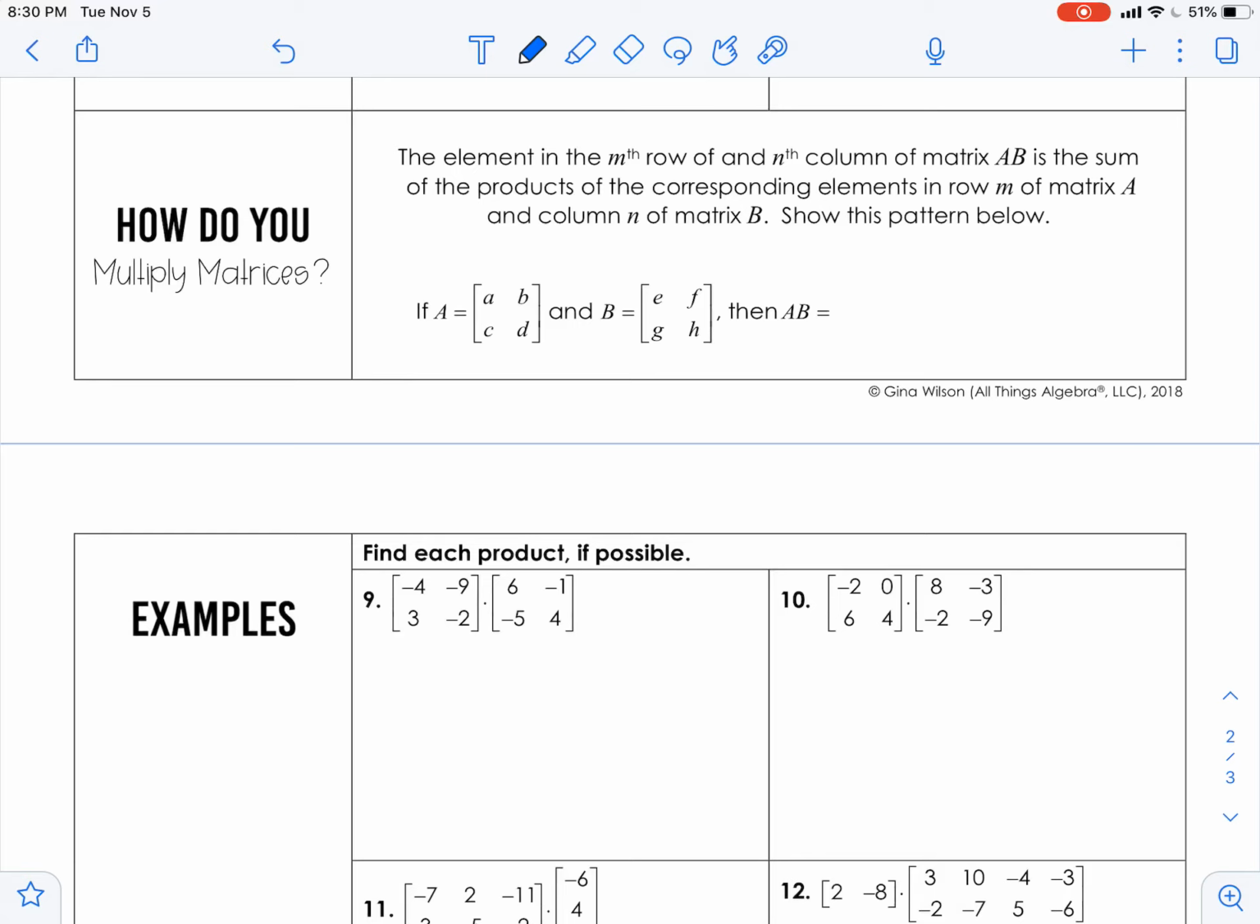The element in the mth row and the nth column of the matrix AB is the sum of the products, okay, the sum of the products, of the corresponding elements in row M of matrix A and column N of matrix B. Now that sounds a little confusing. So let me show you how I look at it.